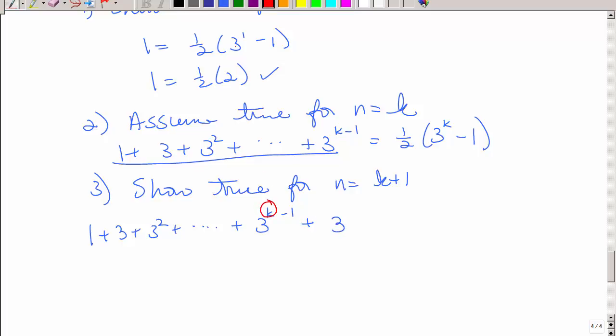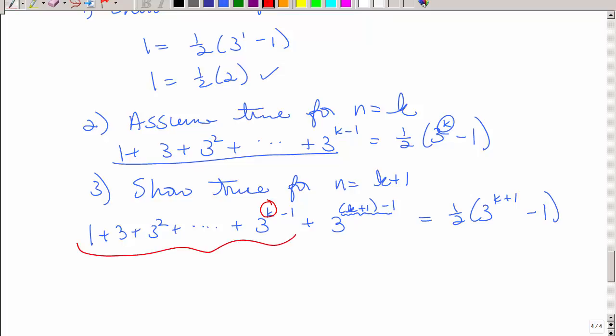So wherever there is a k, I'm going to replace it with k plus 1. Same thing on this side. Now y'all should know that k plus 1 minus 1 is just k. We'll do that on the next step. Okay, so using our assumption statement, knowing that our assumption statement can be replaced with that, I have 1/2 times 3 to the k minus 1 plus 3. What did that all equal? Just k.